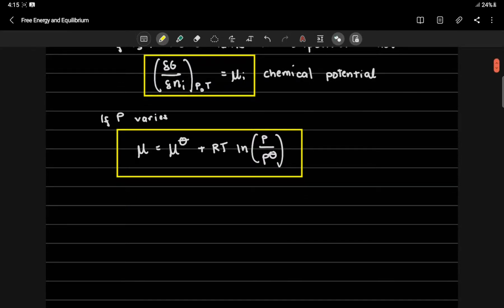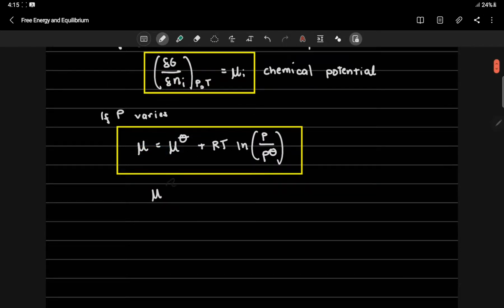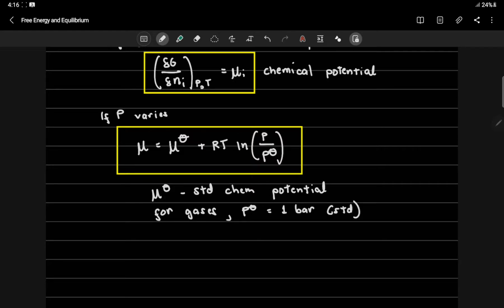So, yung ating mu naught, again, I mention na yan yung tinatawag nating standard chemical potential. And the other terms here are familiar to you, R and temperature of course. But for gases, this equation is most applicable for gases. Yung ating P naught or yung standard pressure natin is equal to 1 bar. Okay, yan yung ating standard pressure for gases.